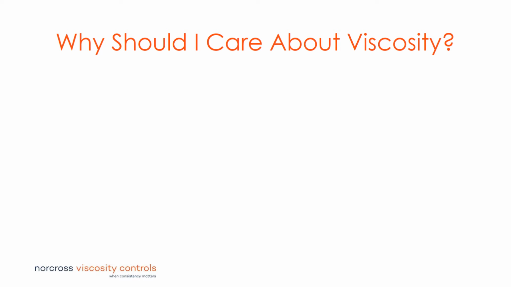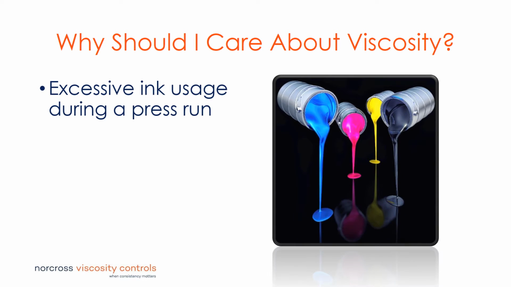Then there are cost issues like excessive ink usage during a press run. With manual viscosity monitoring, the ink can have large swings in viscosity due to the many other functions the operator is responsible for. This results in only occasionally checking and adjusting the ink. As solvent evaporates, ink viscosity rises and more ink is applied to the substrate.